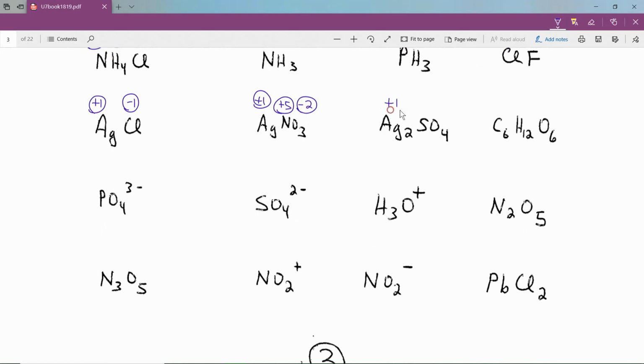Ag2SO4, each silver is +1. You don't put +2, you put +1. It's per silver. Oxygen -2, sulfur +6. So that's 6 plus -8, it's -2 plus 2 is 0.